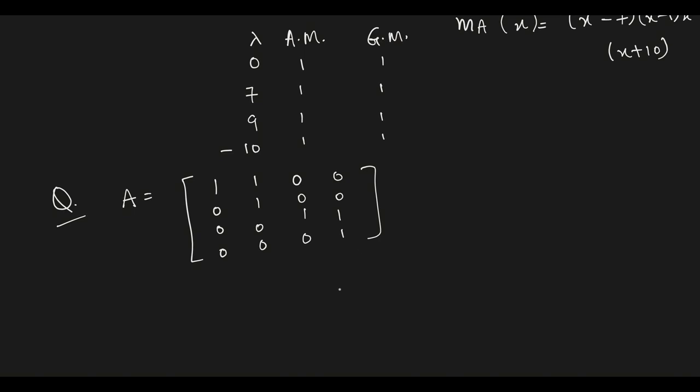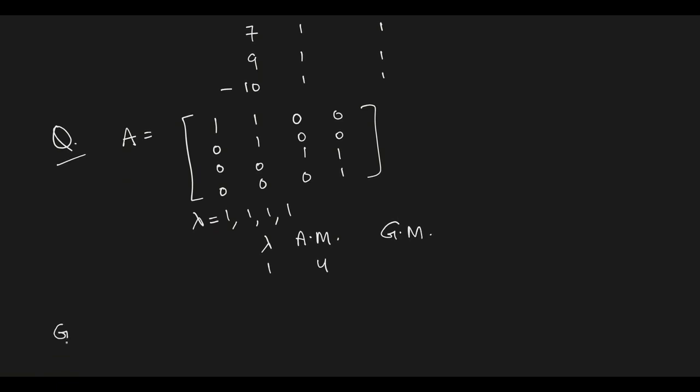All eigenvalues are 1. Reason? Lower diagonal entries are zeros. So the main diagonal has 1s. AM is 4. What about GM? It's 2.